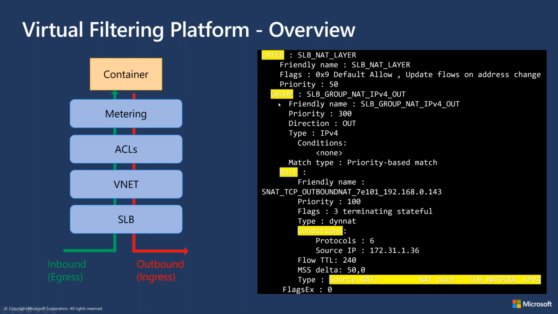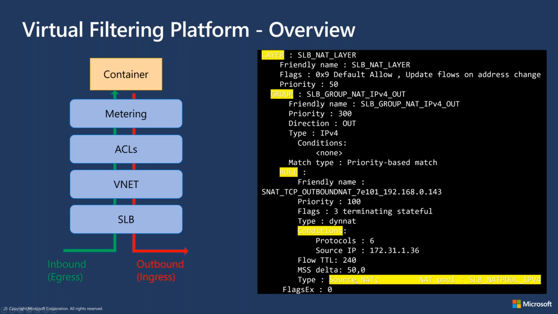Inside each layer, there are different groups, and the groups can be whether it's IPv4 or IPv6, whether it's in direction or out direction, or user defined. Inside each group, you have rules. Remember I said that VFP is a match action based filtering engine where you can specify a match condition. A match condition can be anything from protocol, source IP, destination IP, source port, destination port. So that particular packet will be filtered here based on the condition provided.